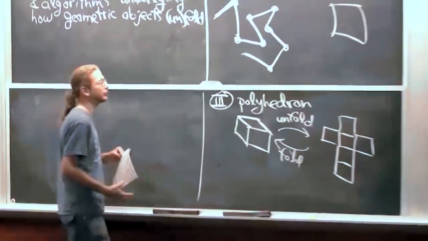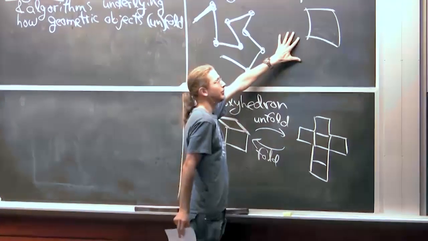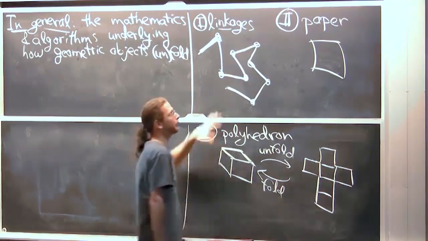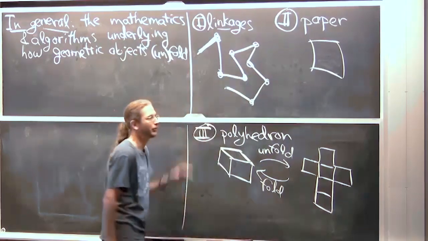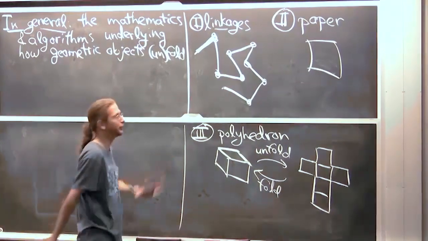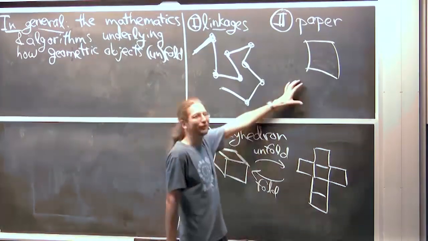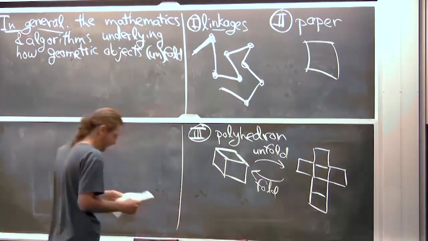After today, I think we'll talk about paper for a while, then go to linkages for a while, then go to polyhedra for a while, and then we'll repeat, go to paper for a while, and so on. Different parts will be of interest to different people, so we do lots of different coverage, but I think paper is the most exciting, so we'll start there.